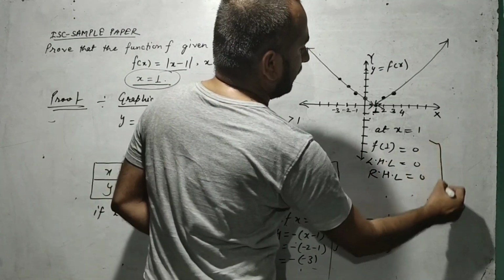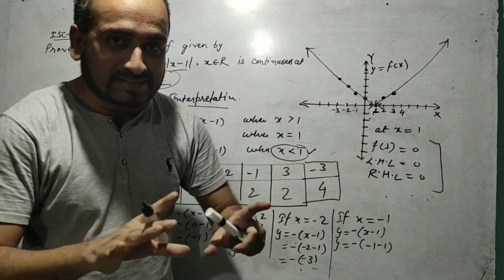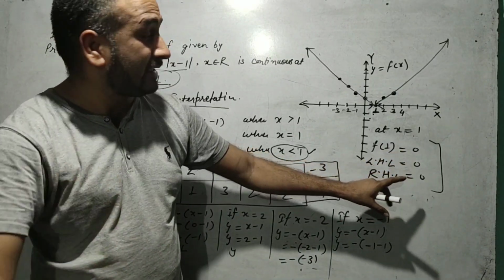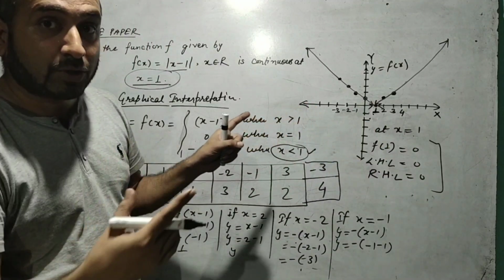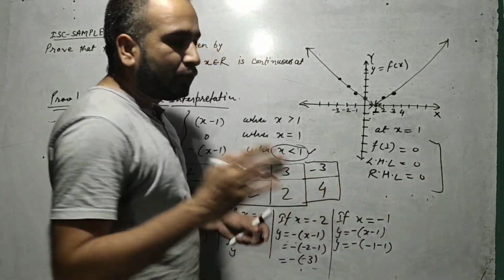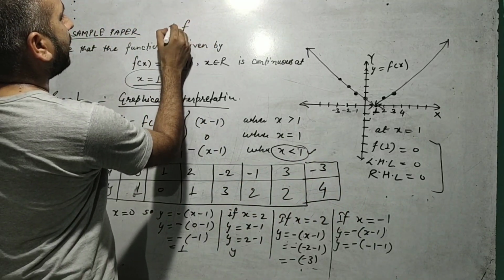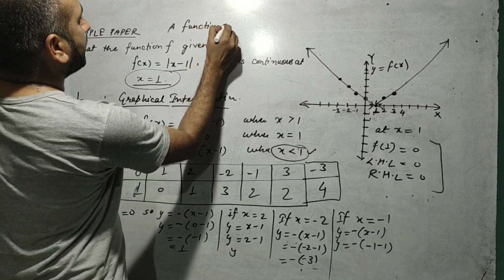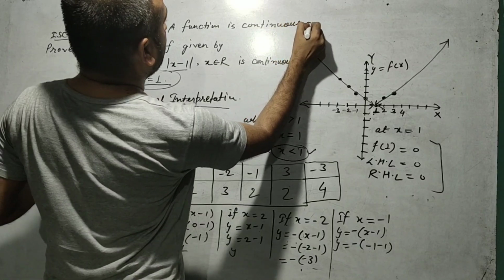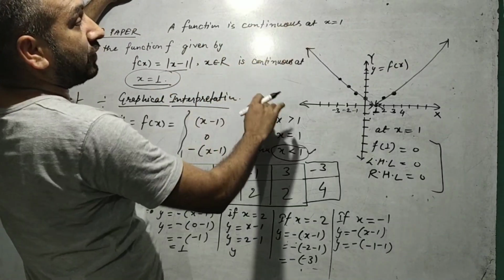So because of this, here you can say graphically you can prove, but you should not do this thing on your examination. But for the defense examination, for the IIT examination, this is very important from the point of view of the IIT. So this is continuous here, because here you can also say a function is continuous at x equal 1.